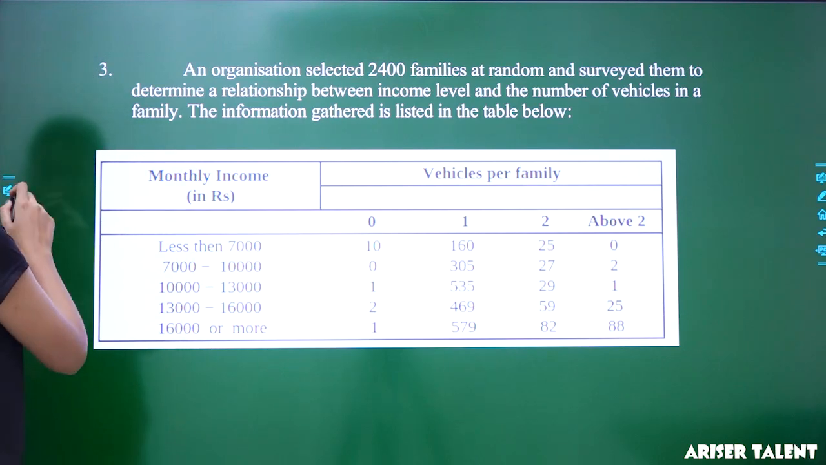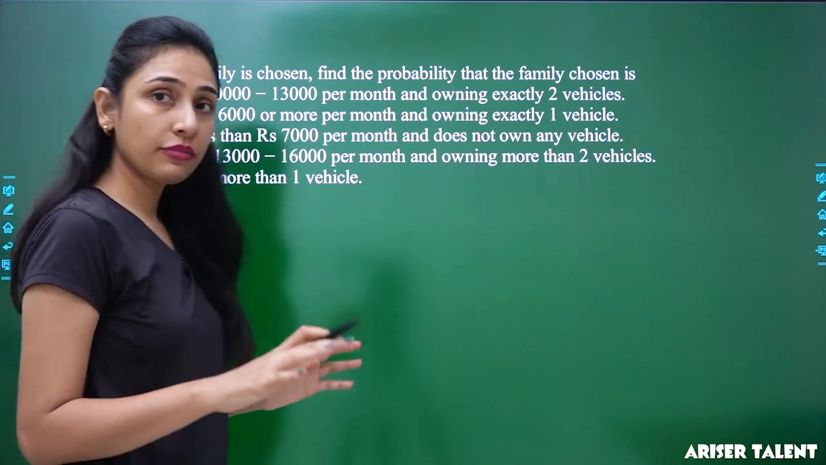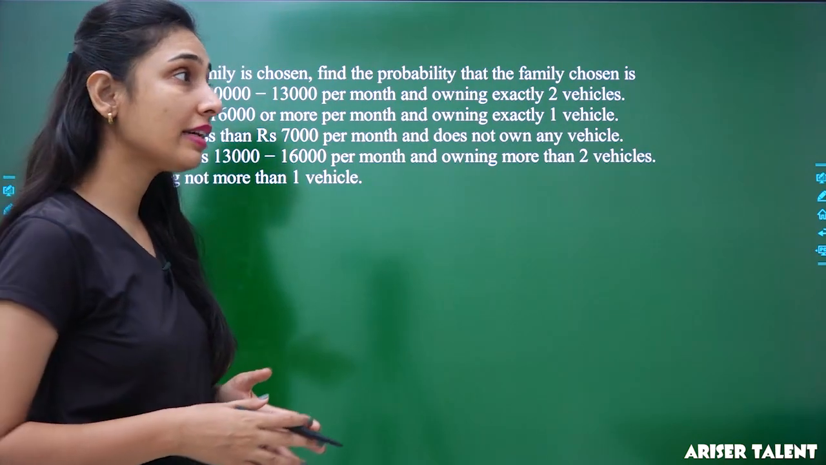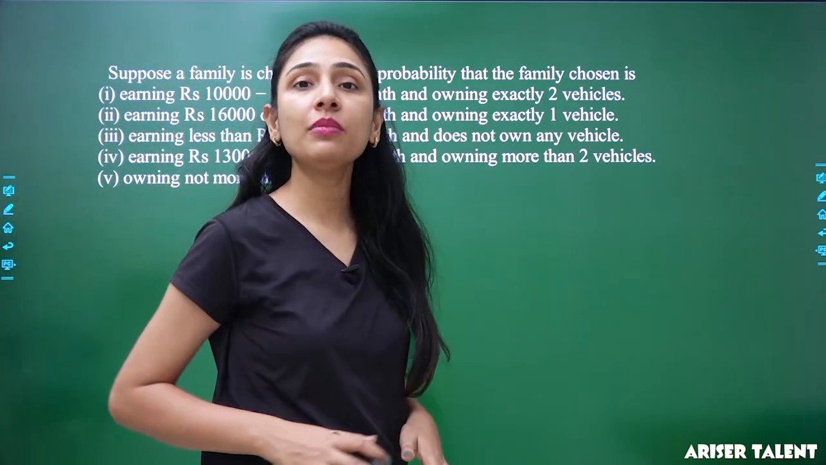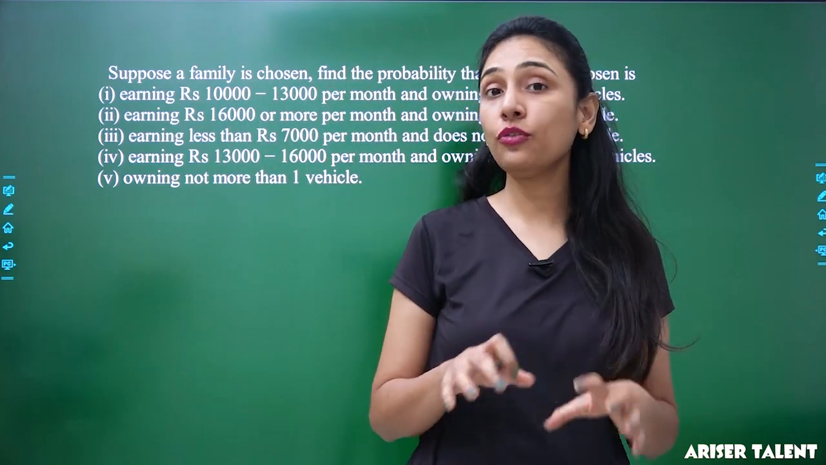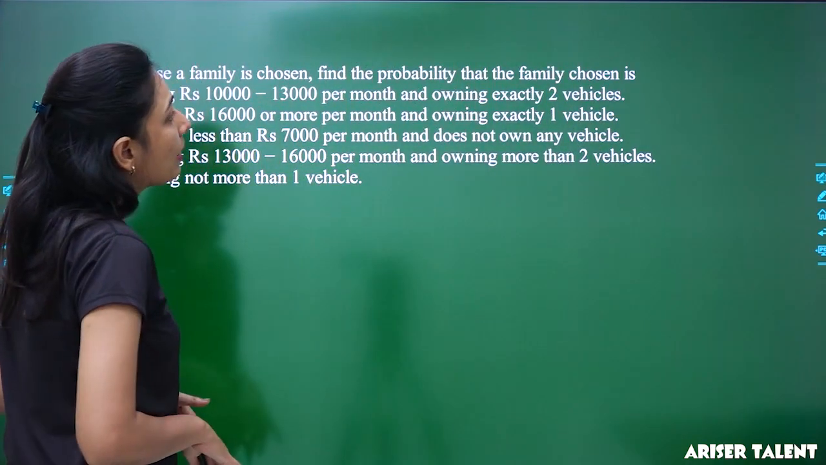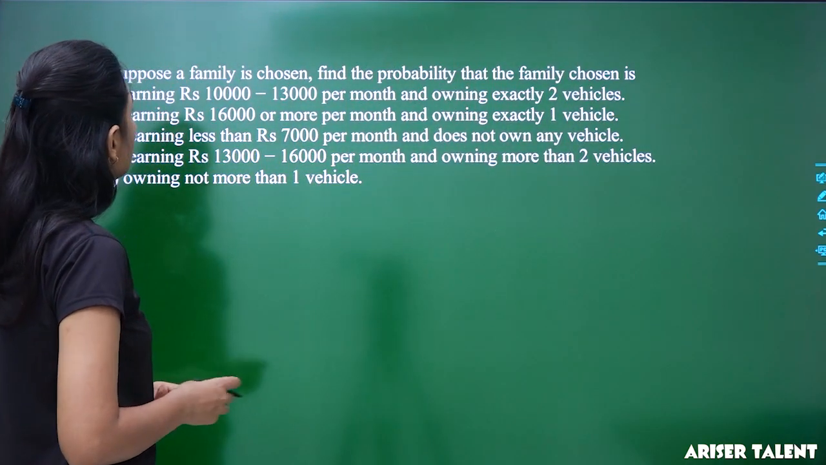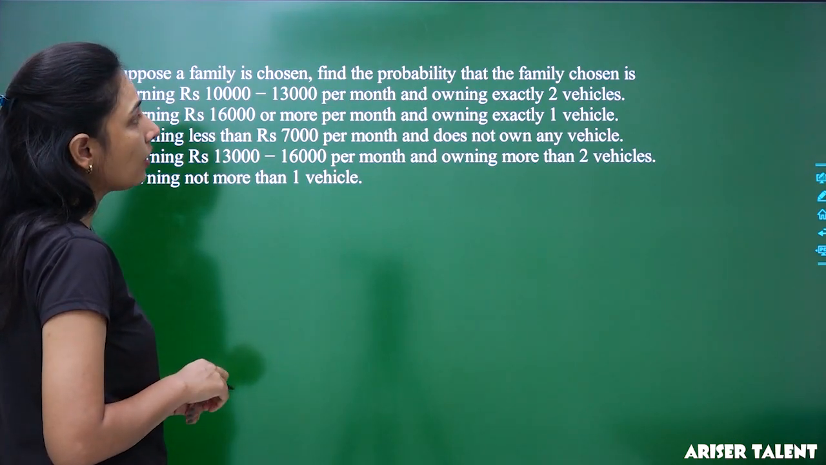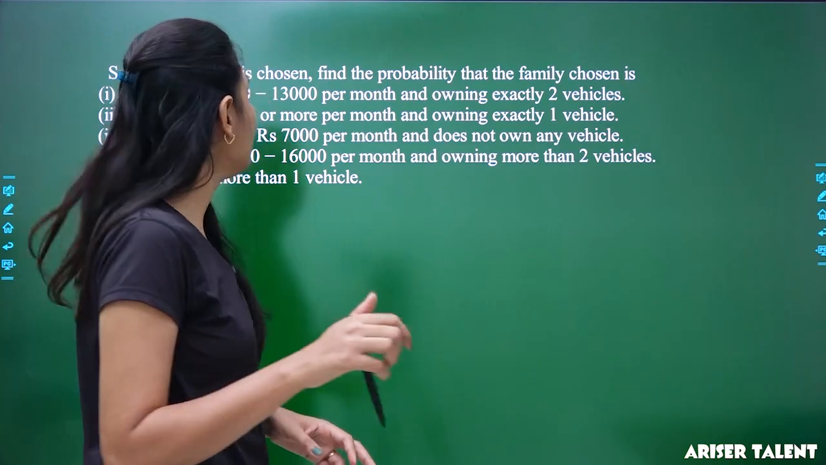Now, the question is, suppose a family is randomly chosen. From how many families is it chosen? From 2400. So 2400 is our base. Then find the probability that the family chosen earns rupees 10,000 to 13,000 per month and owns exactly 2 vehicles.